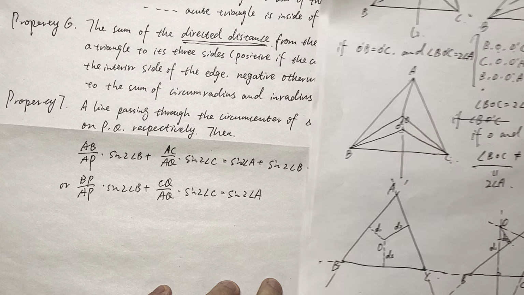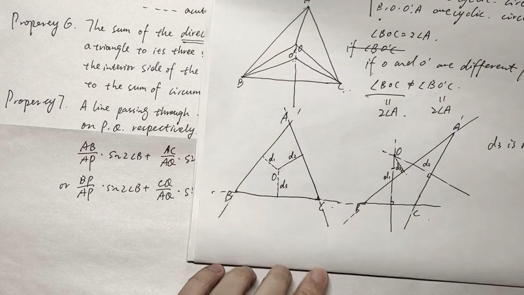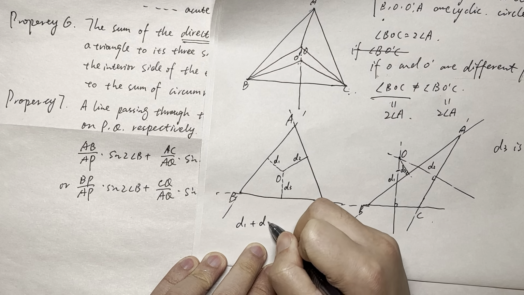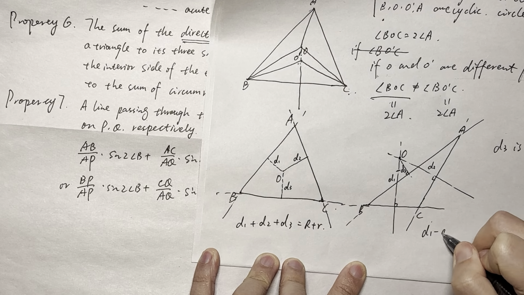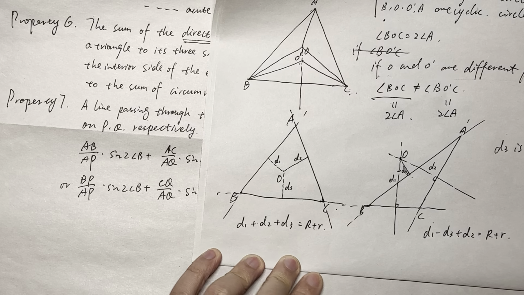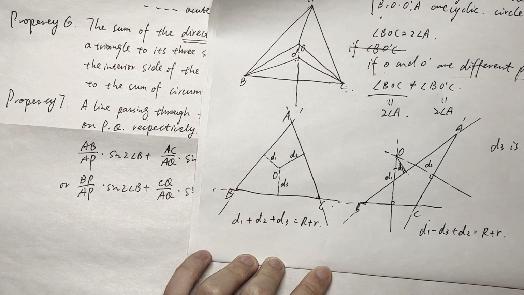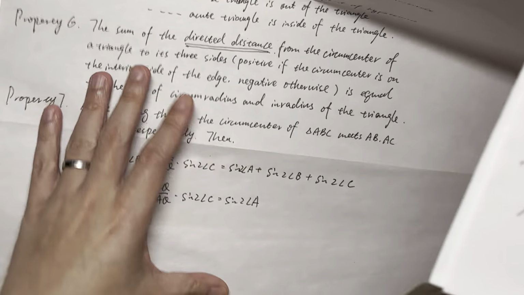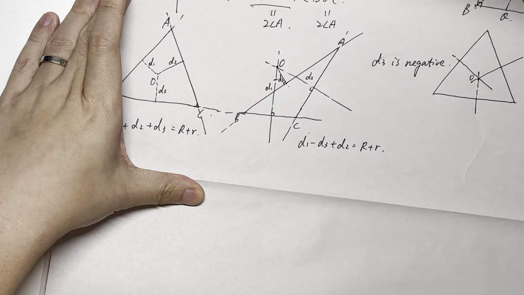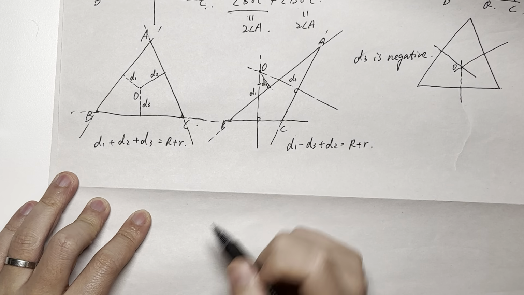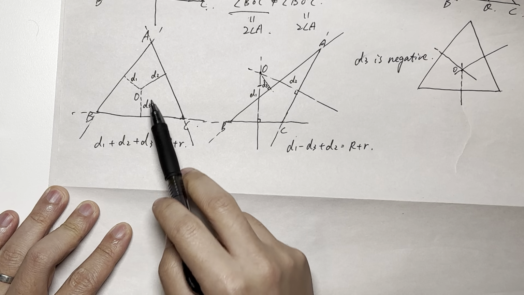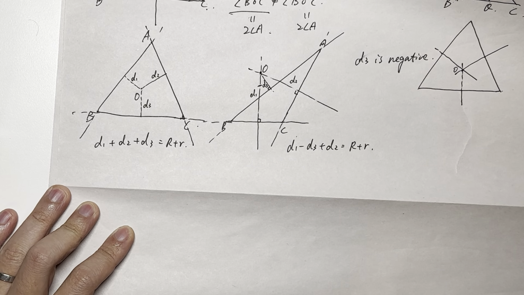Okay, now it's saying that we want to find that D1 plus D2 plus D3 equals R plus R, and here D1 minus D3 plus D2 equals R plus R. We want to prove these two cases, right? So let's think about the first one. We want to find D1 plus D2 plus D3.